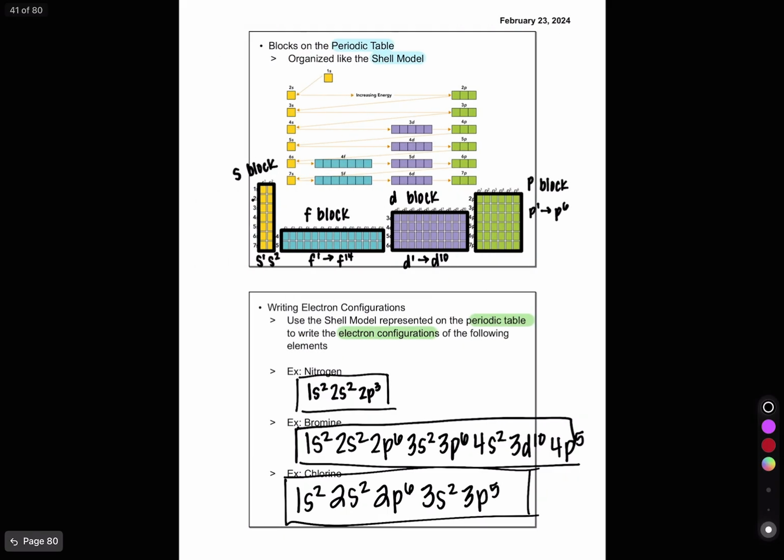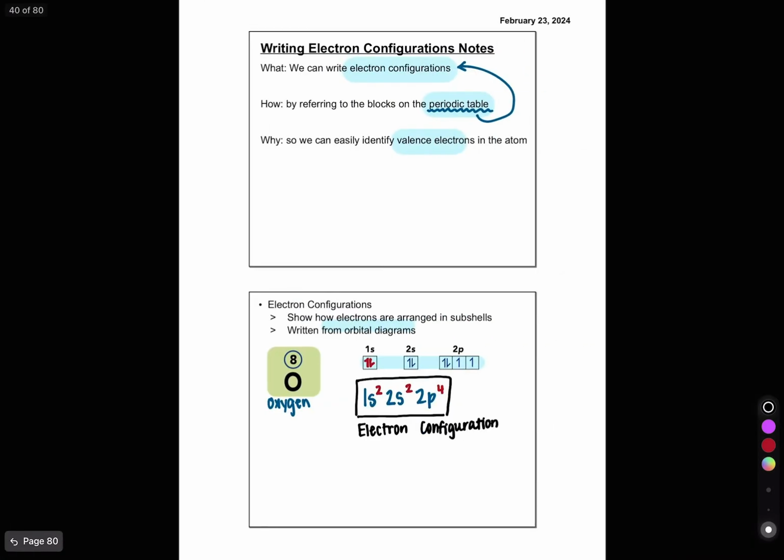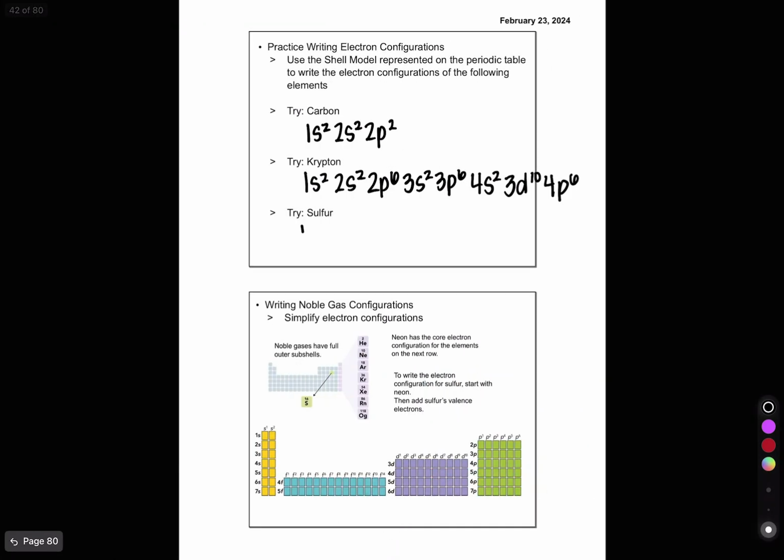And then the last one is sulfur. Sulfur, I'm going to try to make some room here. Sulfur is in my 3p4 location. So that means that sulfur filled the 1s block, the 2s block, the 2p block, and the 3s block. And the last part of its configuration is 3p4.